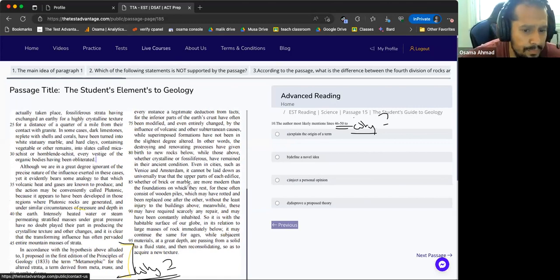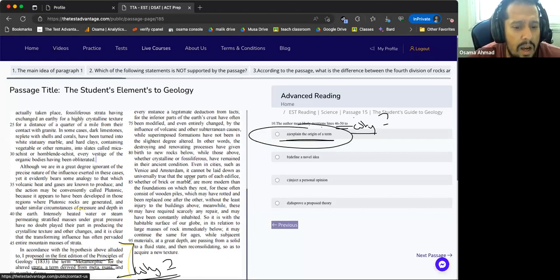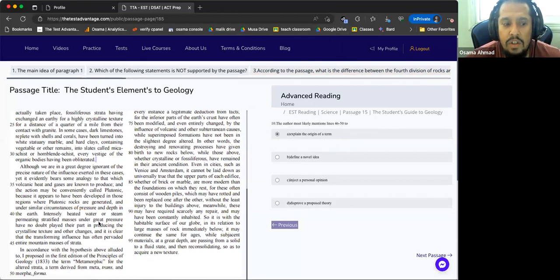وهنا بيقول لي in accordance with the hypothesis above alluded, I proposed in the first edition of the Principles of Geology the term metamorphic for the altered strata, a term derived from meta, trans, and da. He's telling us a term. كلمة جاية منين؟ صح؟ He's not defining a novel idea. It's not a novel idea. بيقول metamorphic ديت كلمة جاية من كذا. You know, he's not giving us an opinion, right? And he's not disproving a theory. So this was the easiest question. So نقول هنا إجابة A. So this was review for passage 15.